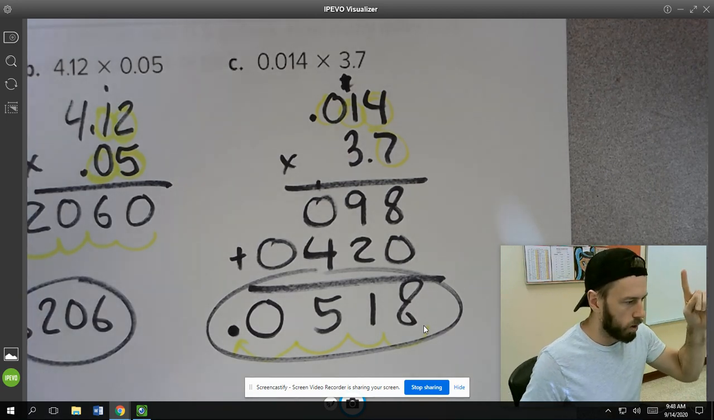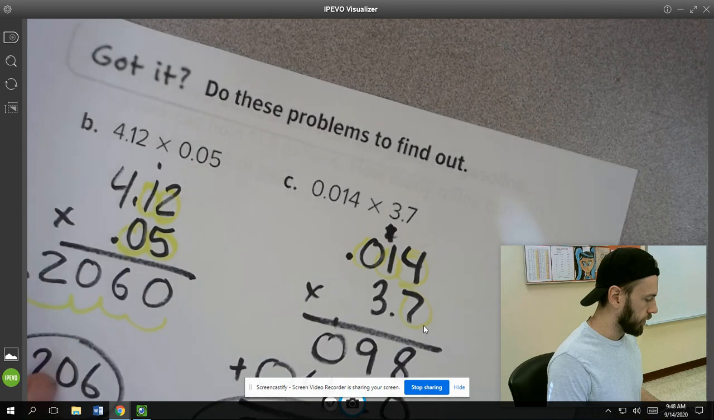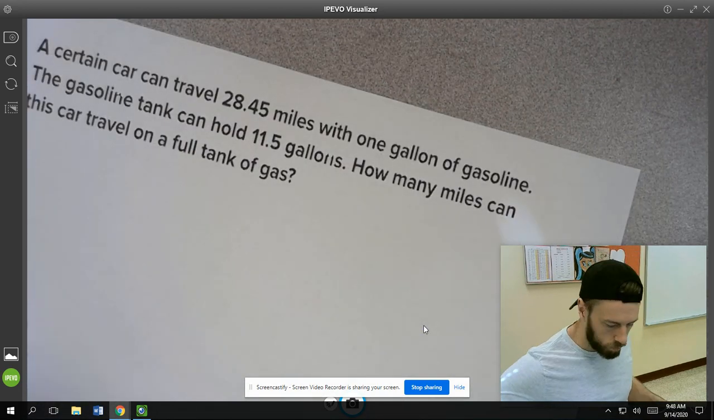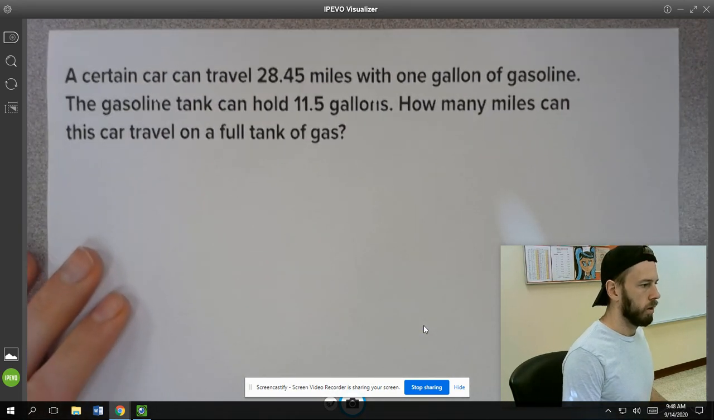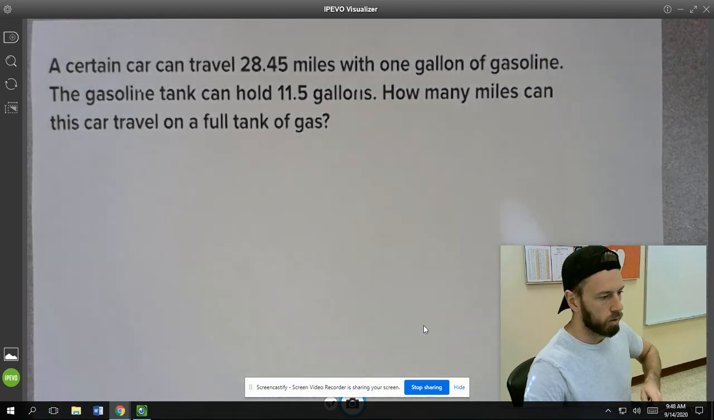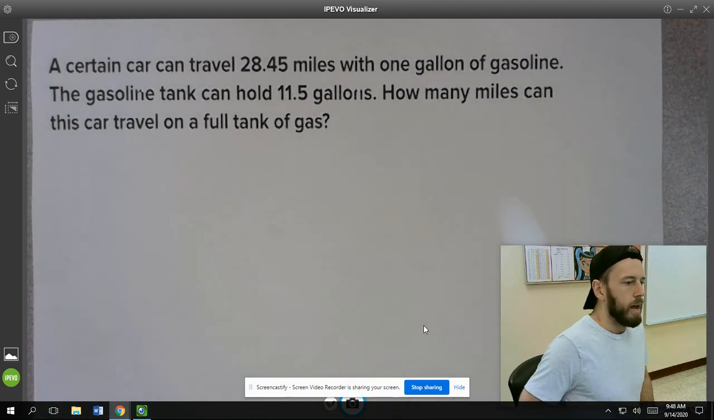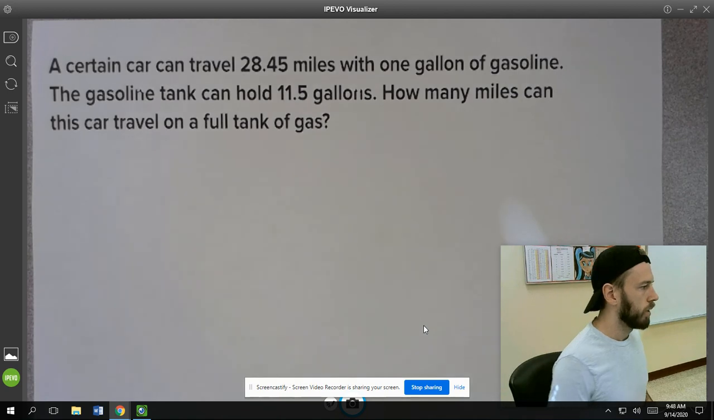Okay, we're going to do one more together real quick. I'd like you guys again to try this one on your own, and then let's see if you got it right. So go ahead and pause it, solve it, and welcome back.